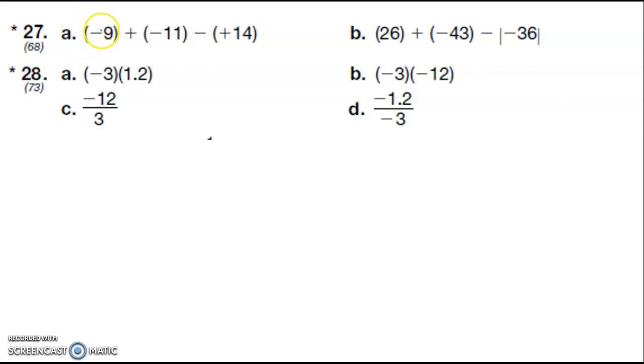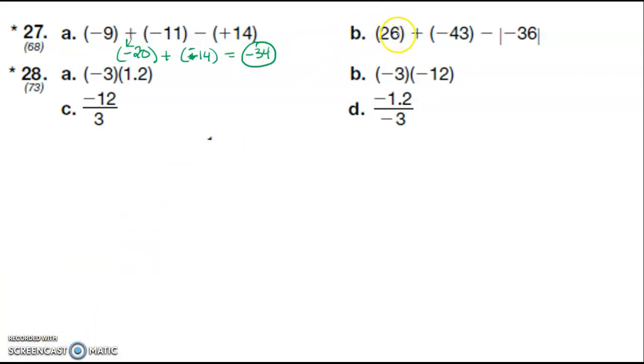Okay, so here we're going to go 2 at a time. -9 plus a -11 is the same sign, so we're going to add it. That's going to be 20, but it's going to be -20 because we keep the sign. This is a subtraction problem, -20 minus +14, so I'm going to keep, change. Now they're both the same sign, which makes this -34.